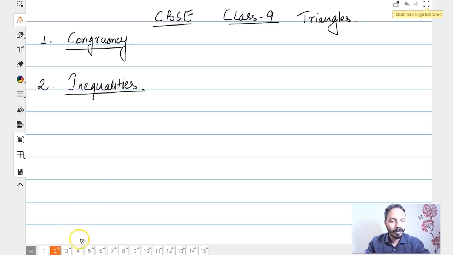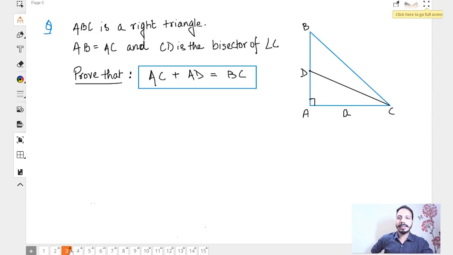Okay, so the first problem is here. It says ABC is a right angle triangle, that means this angle is a right angle. Now AB is equal to AC, that means it is also an isosceles triangle, so this length is equal to this length. And CD, that means this line, is a bisector of this angle, that means this angle is also equal to this angle.